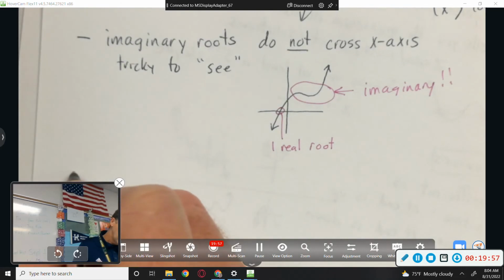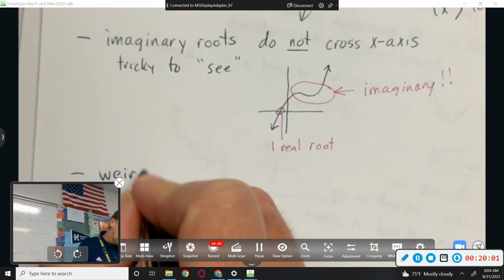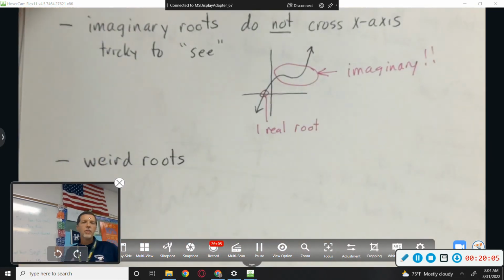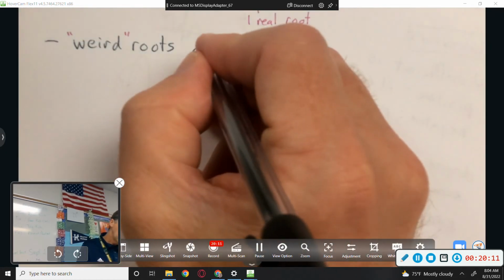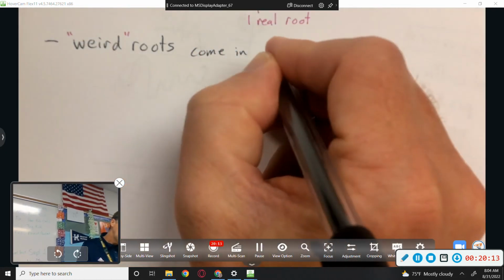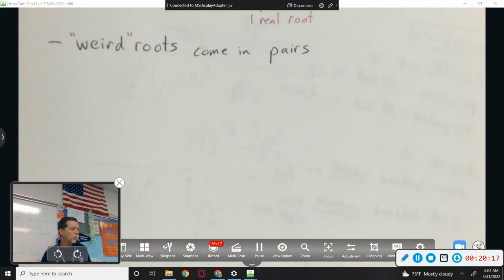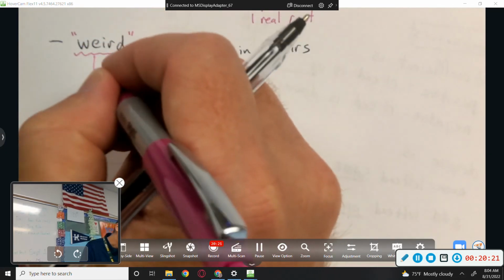All right, lastly, and this is important, weird roots. Okay, we're using very technical language today. I'll define weird in a moment. Weird roots come in pairs. What in the world do you mean by that? Well, I'm going to say weird roots. There's two things that would make it weird.